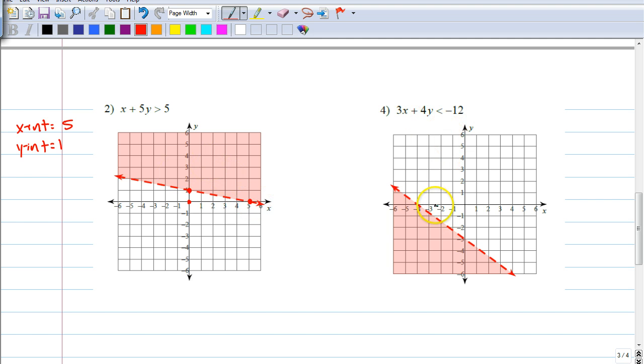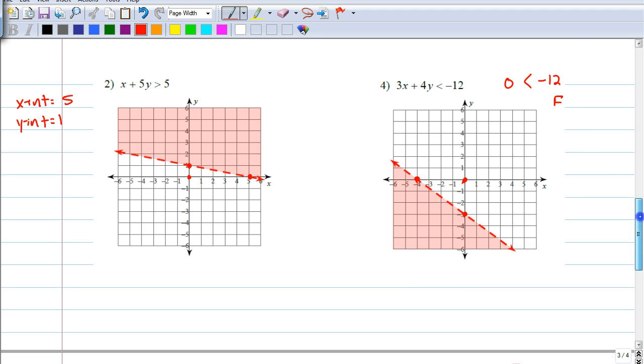For this one, you would have an x-intercept of negative 4, a y-intercept of negative 3. Again, we would use a dashed line. If I put 0 in here for y and x, some of you guys might have gotten this wrong, 0 is not less than negative 12. 0 is actually bigger than negative 12. So this is a false statement, so we'd shade in the other side of the line. We'd shade in the other region.